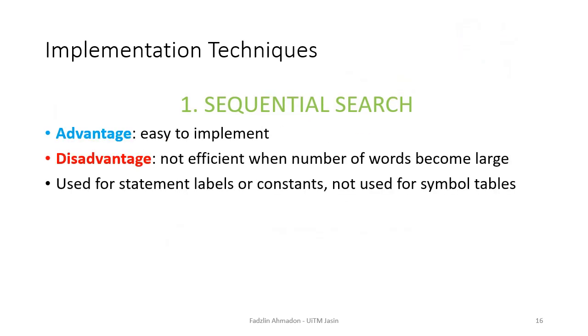So let's discuss, what are the advantages of sequential search? The advantage is, it is very easy to implement. You just scan the list. If it's not in the list and you have reached the end of the list, you add the new word at the end of the list. However, the disadvantage is, it is not efficient, especially when the number of words becomes large. Therefore, if you are constructing symbol tables, sequential search is not the best technique to build this table.